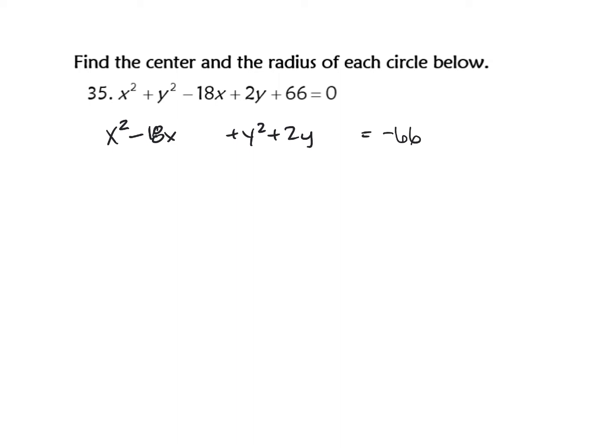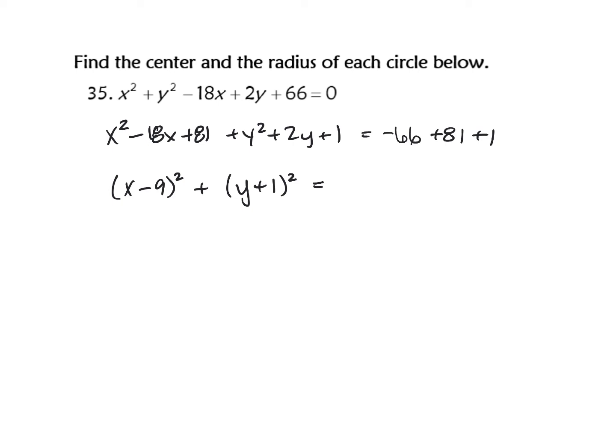All right, so negative 18 divided by 2 gives me negative 9. Negative 9 squared gives me 81. So add 81 to both sides. Now let's do our y's. 2 divided by 2 is 1, and 1 squared gives me positive 1. Add a 1 to both sides.